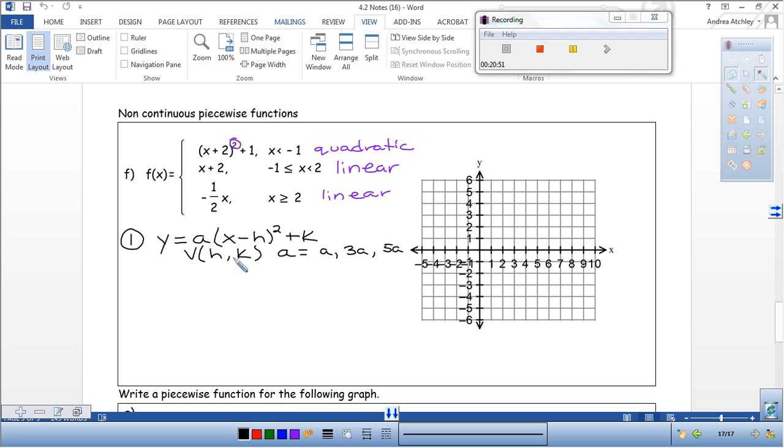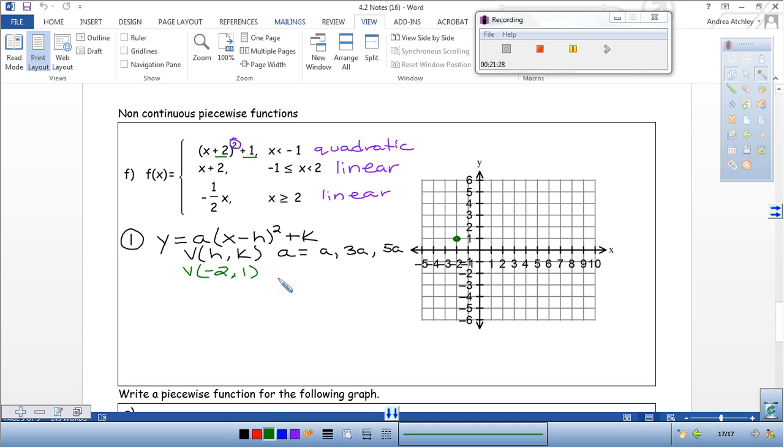So when we look at this, we want to find the vertex. h, k. Remember, inside the parentheses is the twilight zone, so we actually change the sign. It's not positive 2, it's negative 2. And the 1 stays positive. Outside the parentheses, it stays the same. So we're going to graph negative 2 and 1, and that's my vertex. Any questions over that?